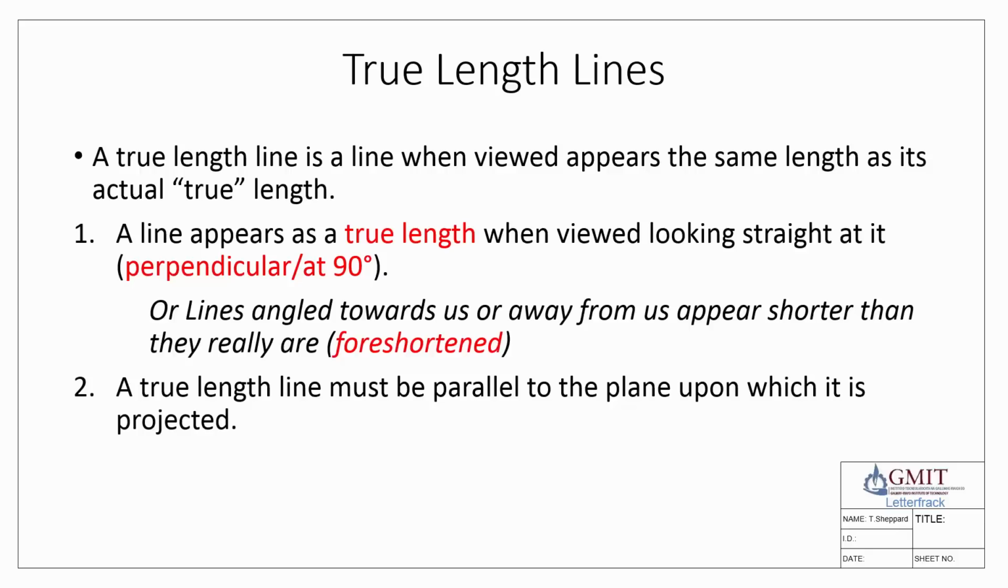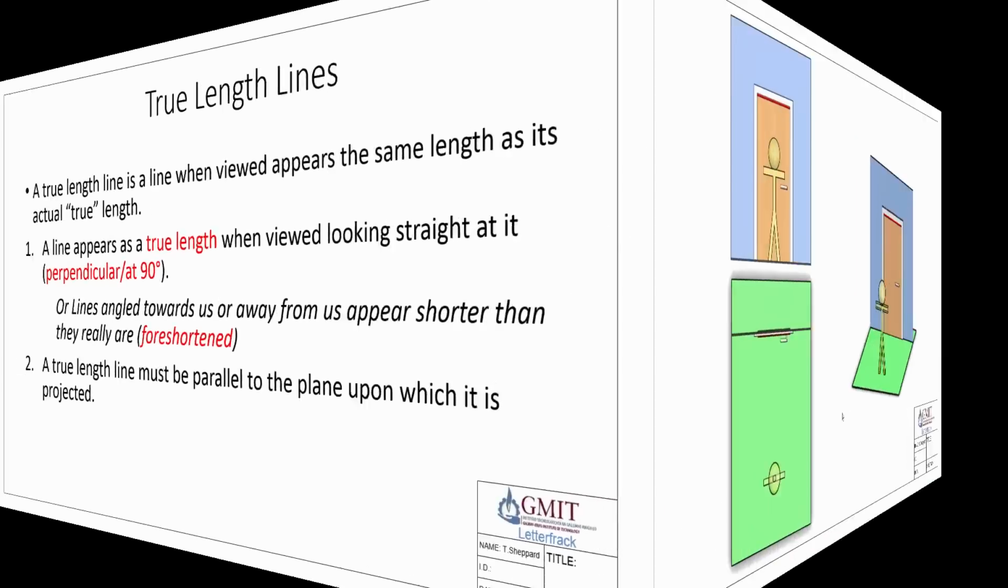So there are two conditions. What we're going to do now is take a look at an example of a true length line and try to explain those conditions a little bit more.